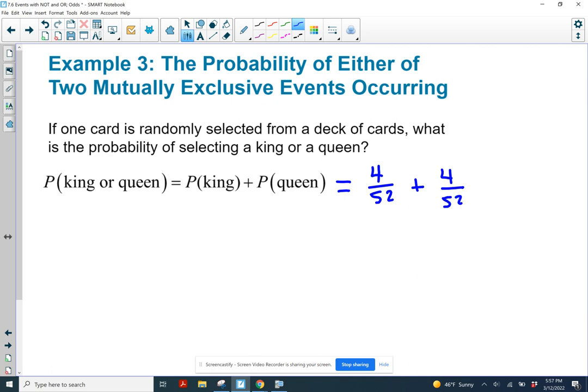Remember, when we add fractions, denominators have to be the same. I could make that 8 out of 52. Or if I wanted, I could reduce those both to 1/13 first and then add them up. So 1 plus 1 is 2. Remember, when the denominators are the same, I can just add the numerators and keep the denominator the same. So my probability is 2 out of 13. Okay?